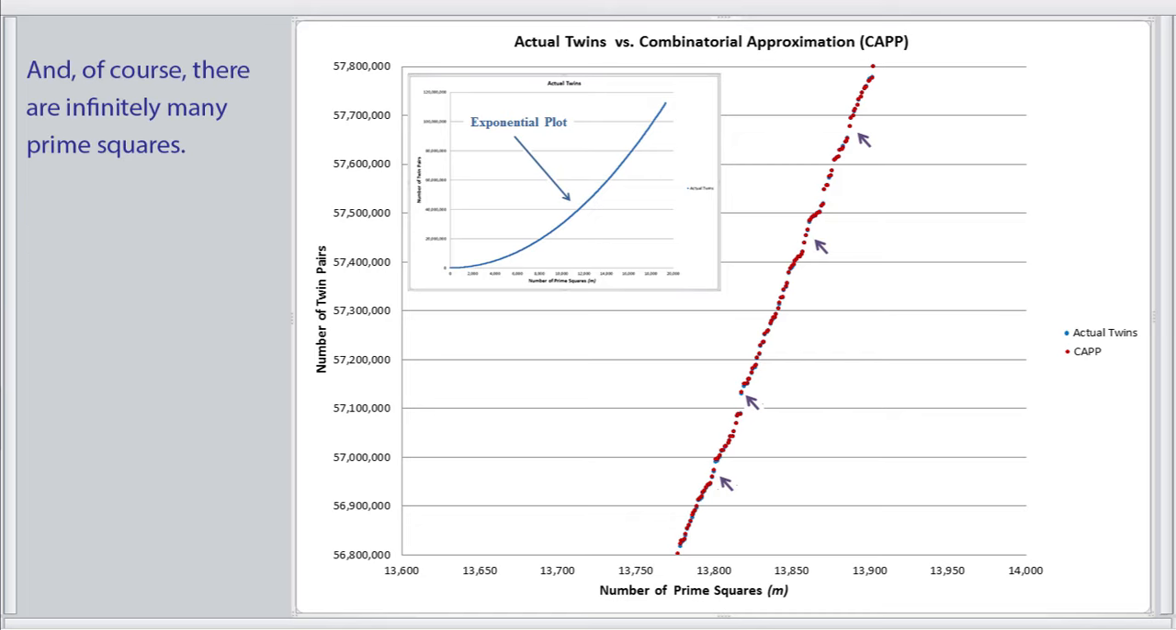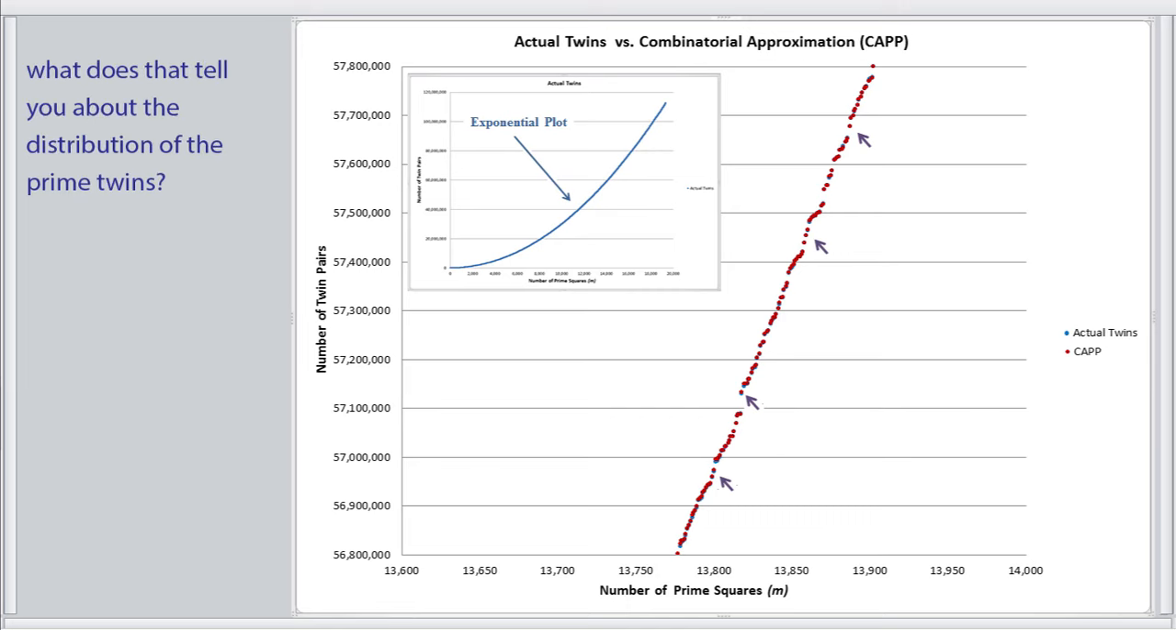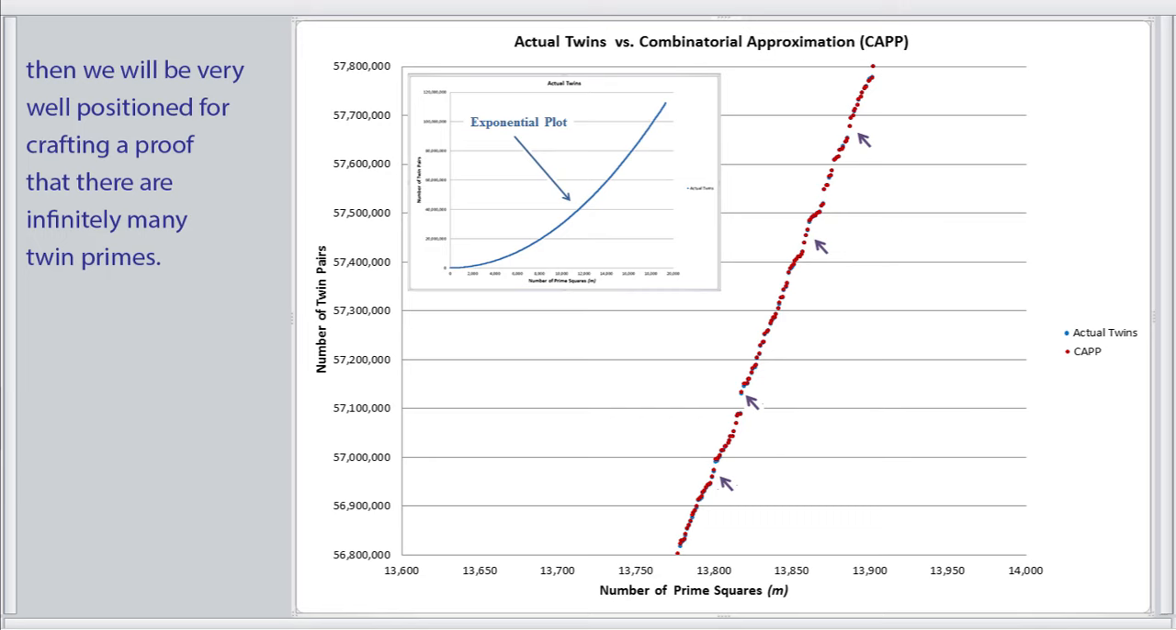And of course there are infinitely many prime squares. If the plot of the twins against an infinite set of numbers like the prime squares is exponential, what does that tell you about the distribution of the prime twins? So you can see where all of this is headed. If indeed I can make good on my claim that there is a mathematical link between the twins and the prime squares, then we will be very well positioned for crafting a proof that there are infinitely many twin primes.